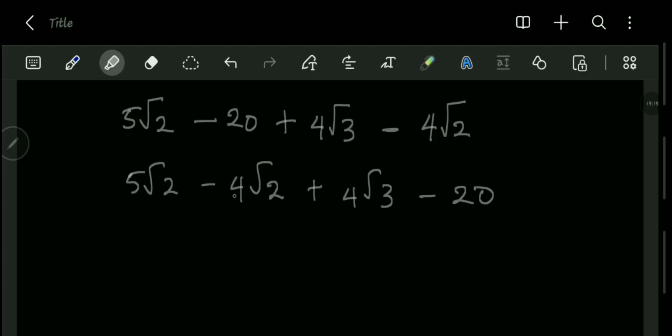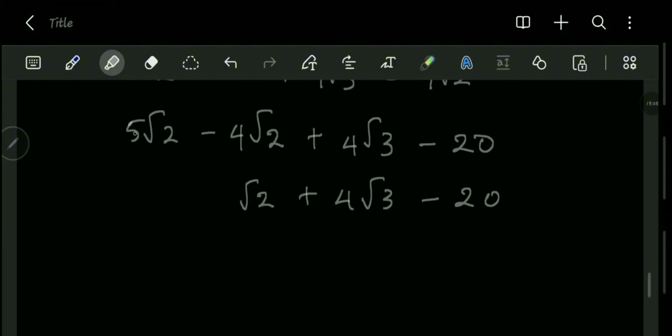So 5 minus 4 gives me 1. So I'm just having root 2 plus 4 root 3 minus 20. And if you look properly, of course 5 minus 4 gives me 1, right? I can't write 1 here because 1 is very minute. So I'm having 1 root 2 plus 4 root 3 minus 20, right? I was just checking to see if I made errors, and there are no errors.